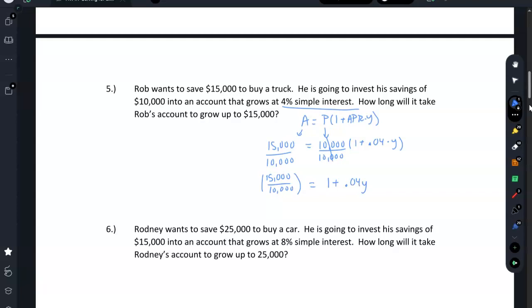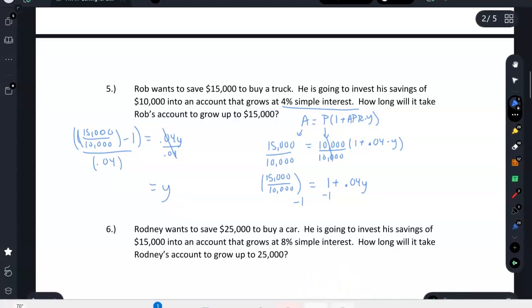All right, so now I have 15,000 divided by 10,000 on the left-hand side. That's a fraction, so I went ahead and put it in parentheses. And then I have 1 plus 0.04y on the right-hand side, so I'm going to subtract 1 from both sides. That gives me 15,000 divided by 10,000 minus 1 equals 0.04y. I'm going to divide by 0.04 on both sides. And I need to make sure that I put parentheses around my numerator and my denominator because that's how I want to type it in. And that's going to be what my y is equal to.